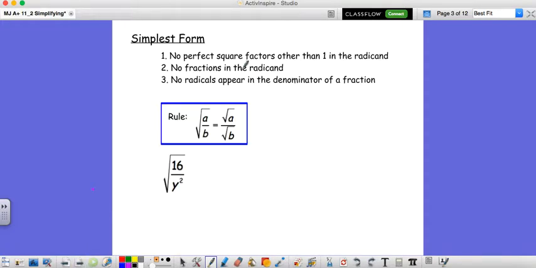Okay, remember for number 2, we're told that we can't have any fractions in the radicand. So what this means is if you have the square root of a divided by b, you can break that up into the square root of a divided by the square root of b. So looking here, square root of 16 divided by y squared, well, that's the same as the square root of 16 over the square root of y squared. Okay, simplify more. Square root of 16 is just 4. Square root of y squared is just y. Done. So the idea is we don't want a square root of a fraction, just break it down.